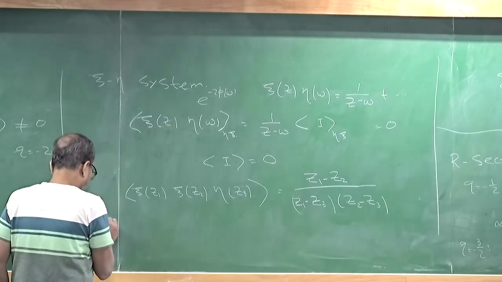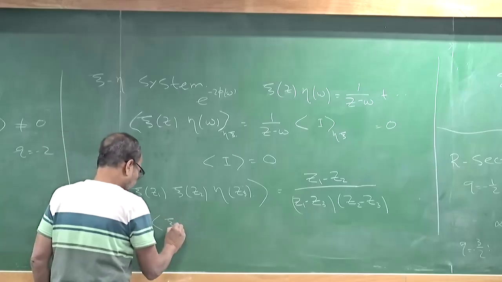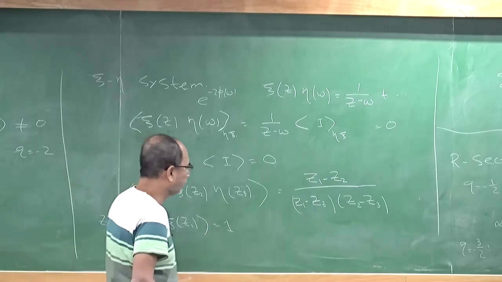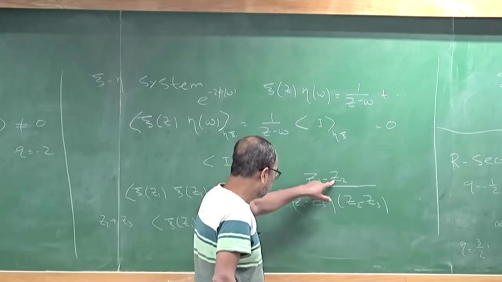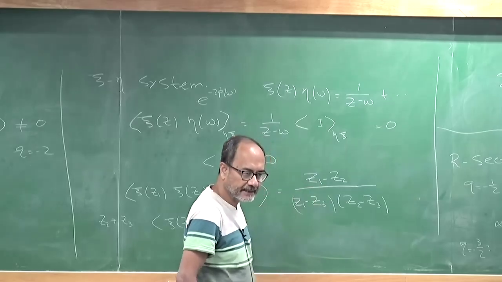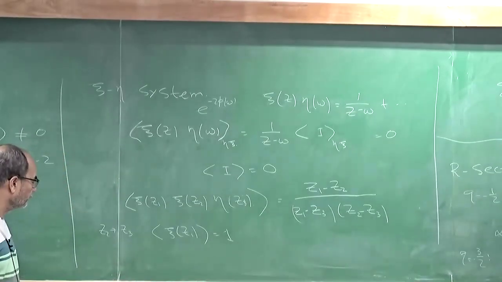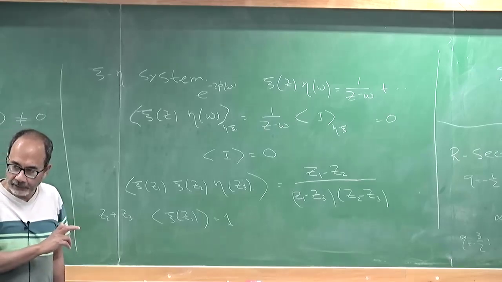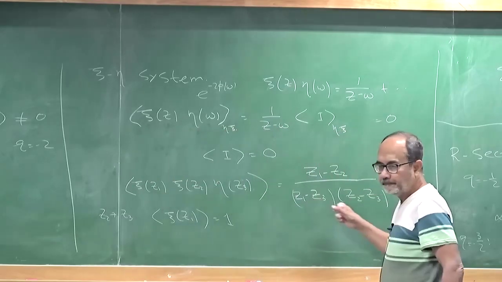Because if you now take the z2 goes to z3 limit and compare, you see that the expectation value of xi of z1 is 1, because you pick up the residue as z2 goes to z3, and z2 and z3 are equal, so this cancels. So it should be antisymmetric under z1, z2 exchange. That's what you are saying, right? And it is, you can see. If you exchange z1 and z2, it's antisymmetric.